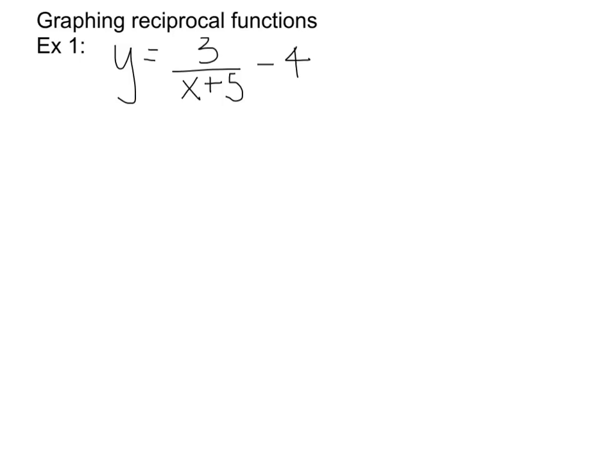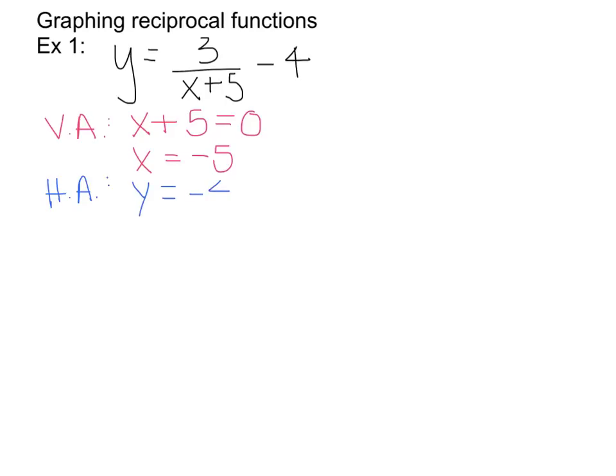Let's look at our first graph, and we're going to state a bunch of new characteristics. So we have y equals 3 divided by x plus 5, minus 4. So let's start by finding our vertical asymptote. And the vertical asymptote comes from the denominator. So the denominator is x plus 5. Solve for x, and your vertical asymptote is at negative 5. Now let's move on to the horizontal asymptote. So the horizontal asymptote for the time being is the number at the end.